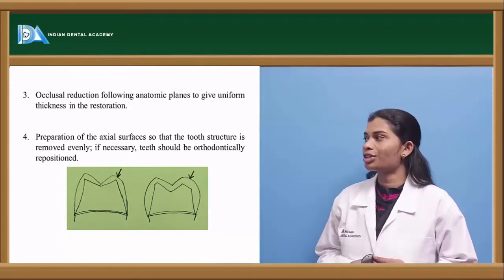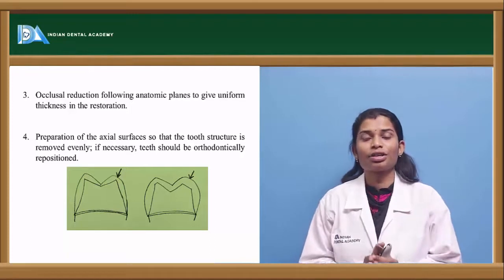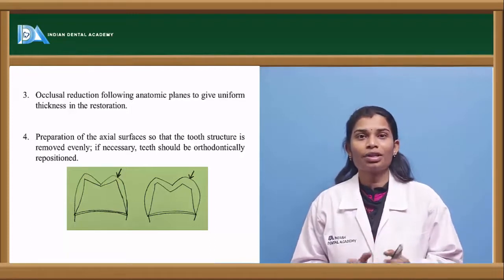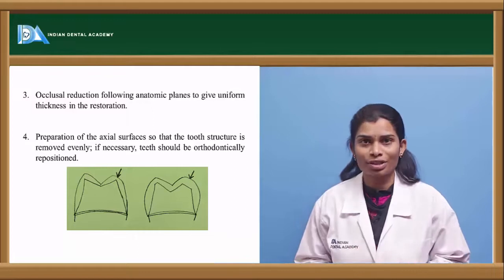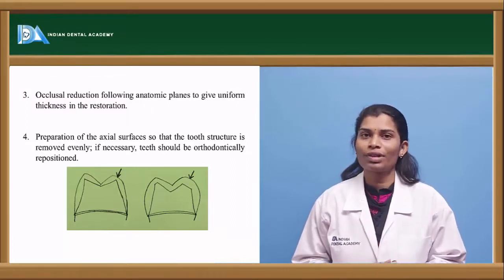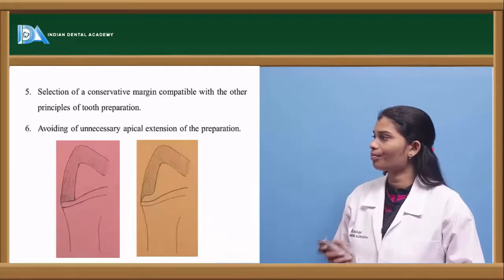Then preparation of the axial surfaces such that the restoration can't be removed easily. This is guiding towards your path of insertion. Your restoration should have only one single path of insertion.